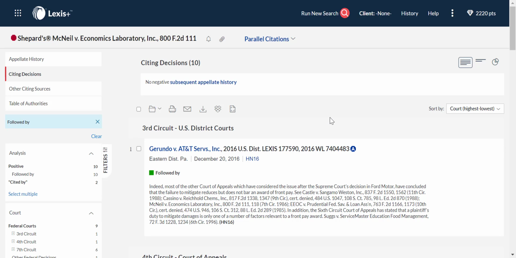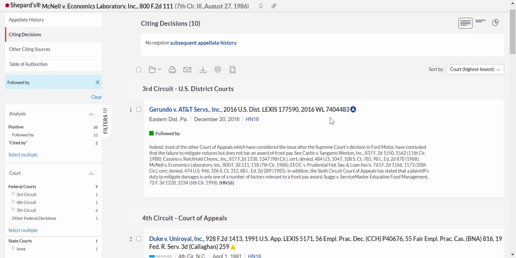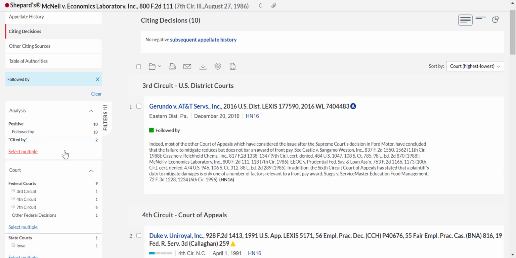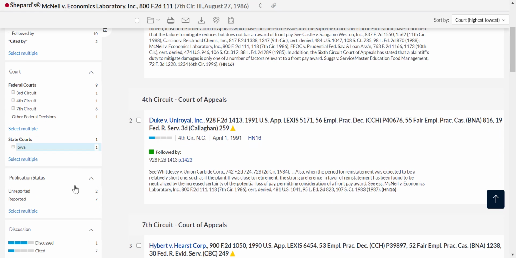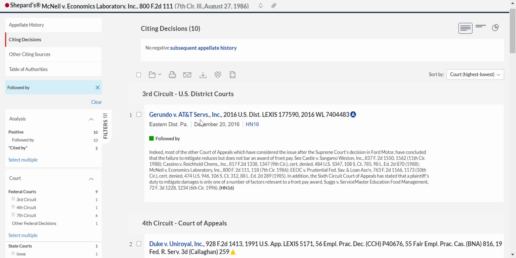Now, McNeil actually has a red stop sign because of a particular split within a particular circuit. So not every circuit has treated McNeil negatively. This shows us that we have opinions from the 3rd, 4th, and 7th Circuit and from the state of Iowa. And these are all the cases that have followed McNeil.